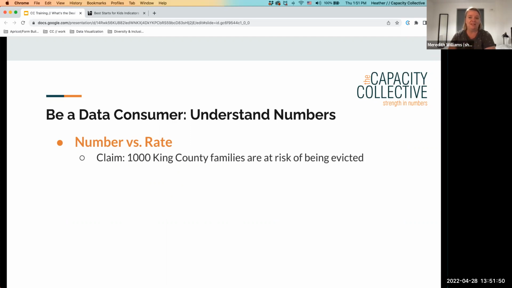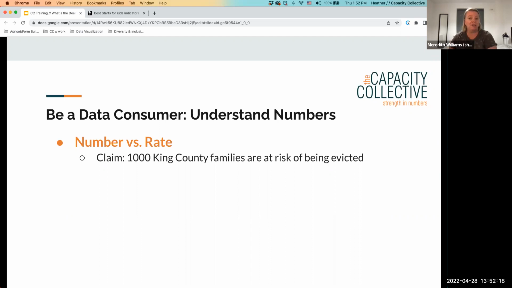All right, so let's say you see a headline that makes this claim. 1,000 King County families are at risk of being evicted. Well, immediately, that's going to start to tug at my heartstrings, right? And that alarms you. You think, well, no family should be evicted. And that's true, right? So if you see 1,000 families are at risk of being evicted, that might get you alarmed. You might be worried about that, as we should be.